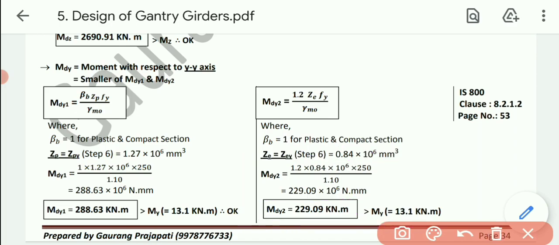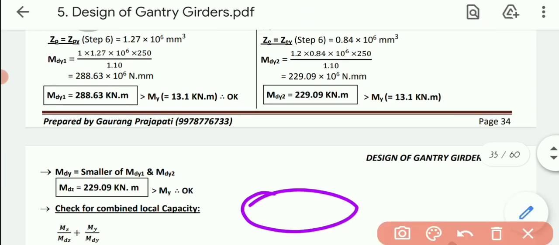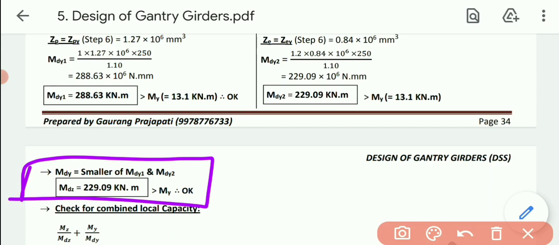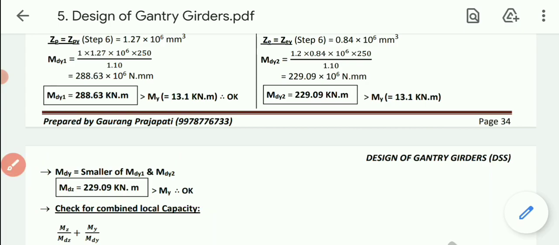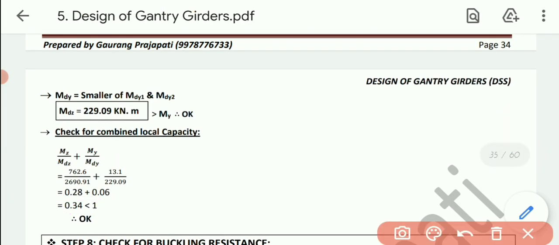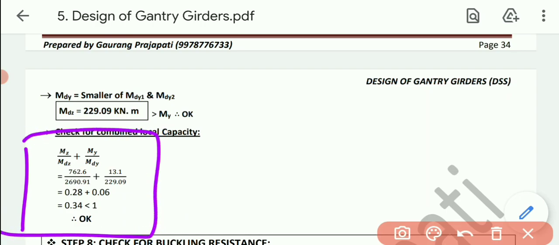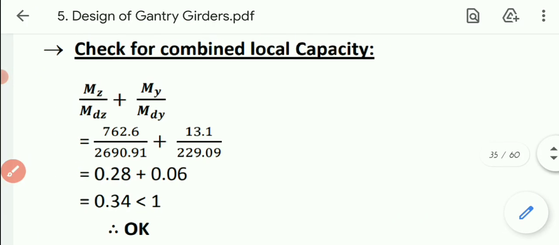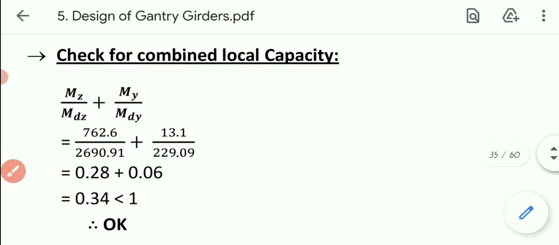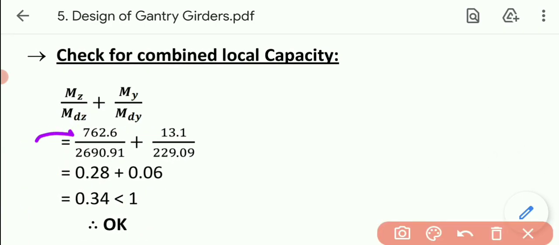So finally Mdy will be the smaller of this one. Obviously smaller will be 229.09. Okay, so Mdy, this one is Mdy, so 229.09 kilonewton into meter, which is greater than My, and it's okay, problem solved. So let's put down this value over here. Mz 762.6, let me zoom in the data, just a minute. Mz 762.6, Mdz 2690.91, My 13.1, and Mdy, that is 229.09.